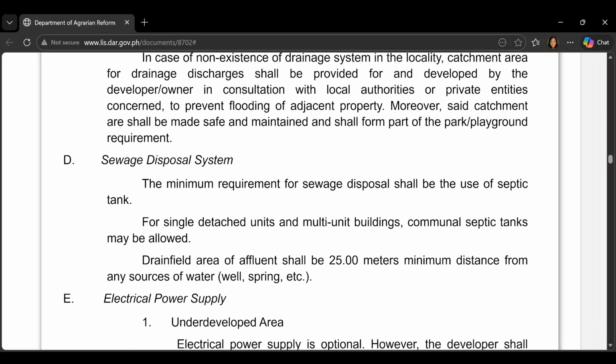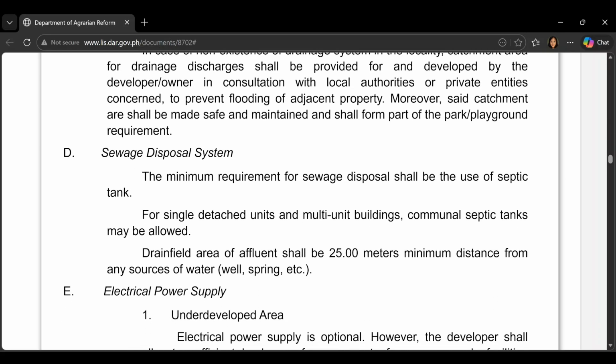So D, sewage disposal system. The minimum requirements for sewage disposal shall be the use of septic tank. For single detached units and multi-unit buildings, communal septic tanks may be allowed. Drain field area of effluent shall be 25 meters minimum distance from any source of water.